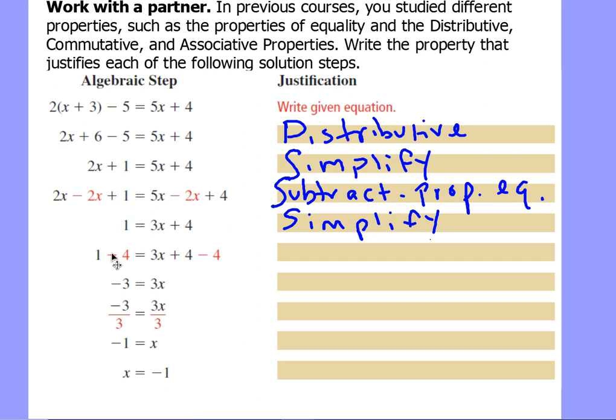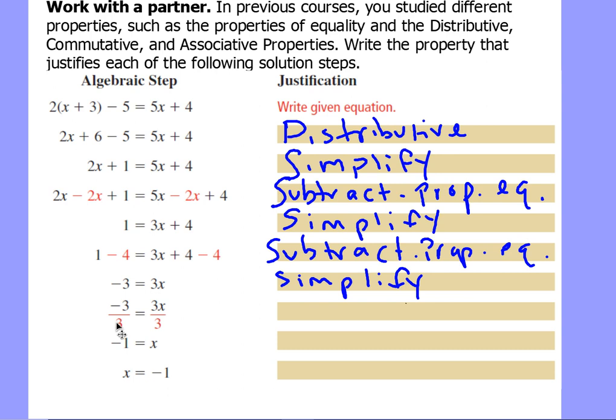And then once again here, what's in red is our operation. They physically subtracted 4 across the equal sign. So there we go again, there is our subtraction property of equality. Equality because we're using an equal sign. And then once we actually subtracted those numbers, we simplified.